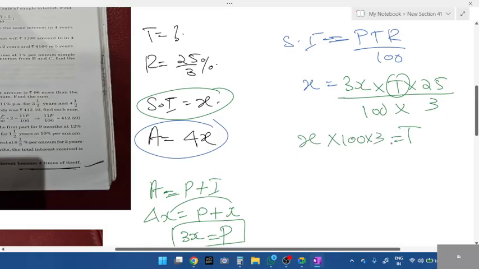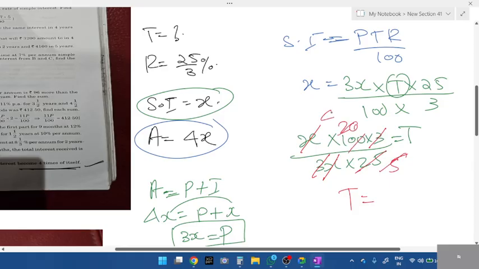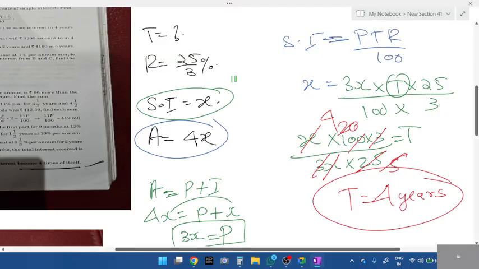100 into 3 divided by, into 25. Which one gets cancelled here? x and x get cancelled. Next. Very good. How many times 25 goes in 100? 5 fives are 25, 20s are 100, so 4. What's the time, students? Time is 4 years. So the main twist is this part, the green one.